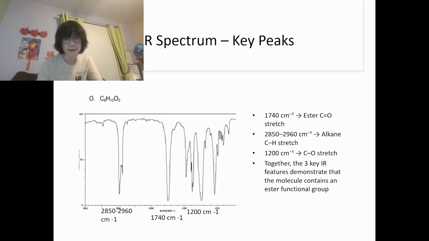So together, these three peaks are important IR features that basically demonstrate that the molecule contains an ester functional group.